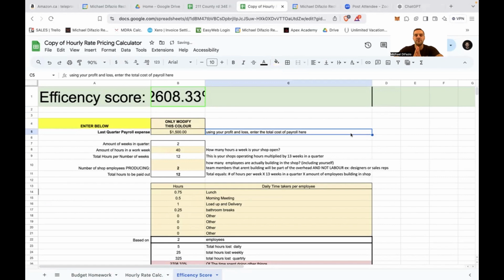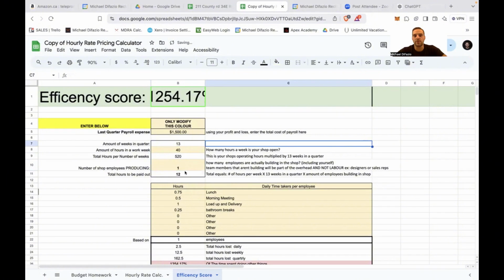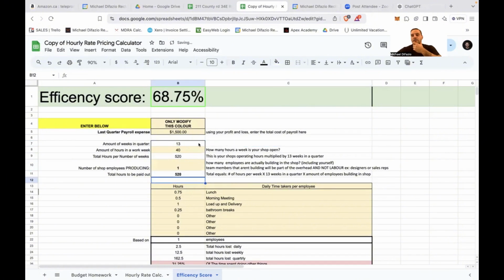If you're running a team of guys and you have payroll and your wages end up being $15,000 a month, like mine was, you can add that in there. For right now, we're just making it $1,500. The amount of weeks in a quarter is 13. The amount of hours we're working per week is 40, meaning we're going to have 520 hours to divide into. Number of shop employees producing, we are one guy, so we're going to make this one. And then the total hours to be paid out is 520. If we had two employees, it would be 1,040.